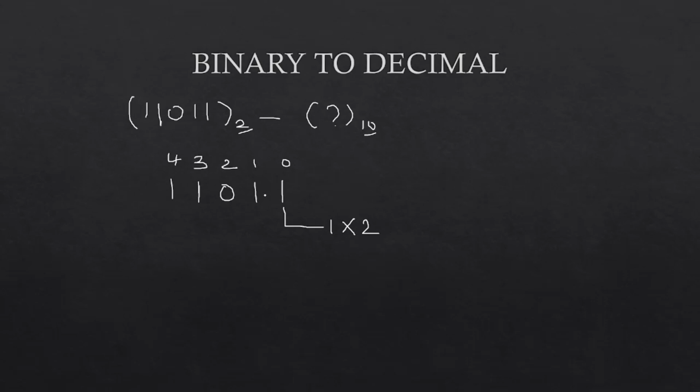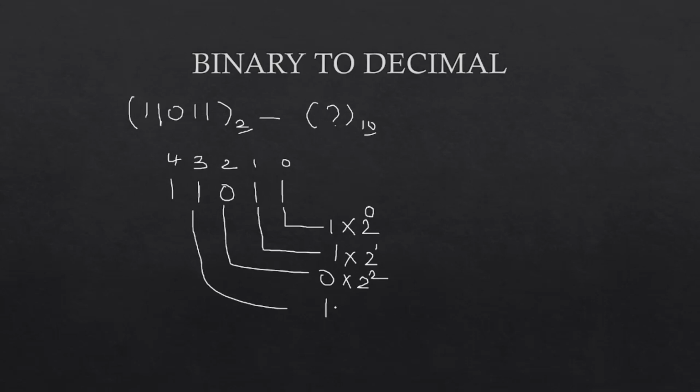So 1 into 2 to the power of what is the position here? 0. That you have to write. And again, the digit is 1, so 1 into 2 to the power of 1. Again here you take 0 into 2 to the power of 2. Clear? Next, 1 into 2 to the power of 3. Next one is 1 into 2 to the power of 4. So till here everyone understood.